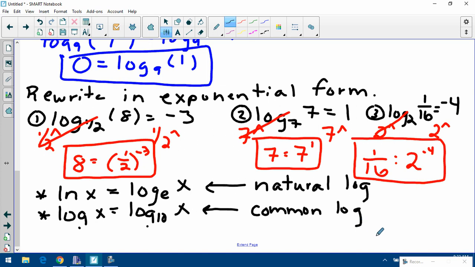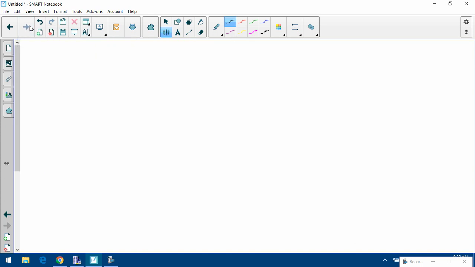All right, well, we're almost done already. I know, sorry. The last thing I want to do is evaluate some logs. So I'm going to flip to one new page. Here we go. All right, so evaluate each.